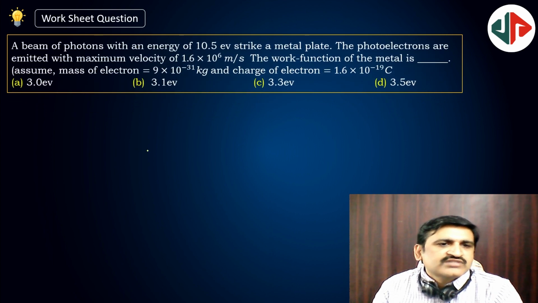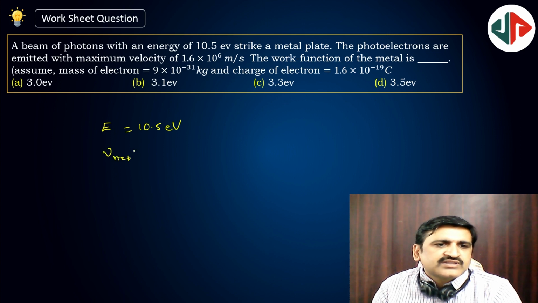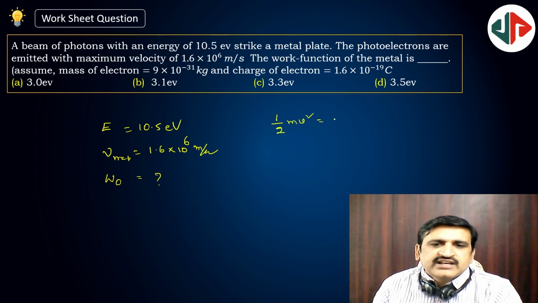A beam of photons with an energy of 10.5 electron volts strikes a metal plate. The photoelectrons are emitted with maximum velocity V maximum equal to 1.6 into 10 to the power of 6 meters per second. The work function W naught of the metal is equal to how much? We have half mv square as kinetic energy. It will come in joules. If you divide with e, it will come in electron volt.